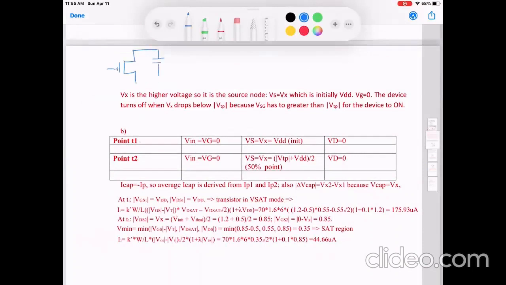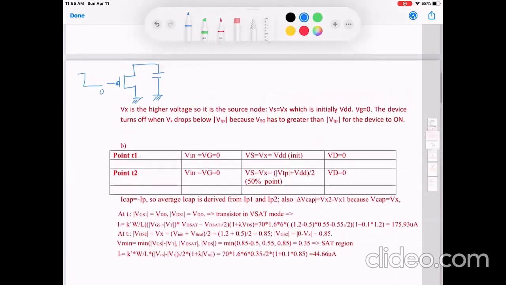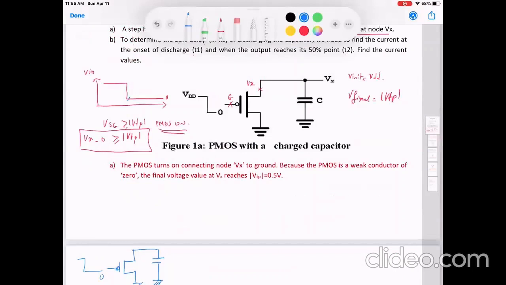Okay, this is Vx. It's a PMOS. The input has switched to 0. We said that the point T1 typically is at the onset of the switch, meaning the input has already switched to 0. And point T2 is the point at which the output, or Vx with time, T. Vx is initially VDD by another path. It might be being pulled up through another circuit.